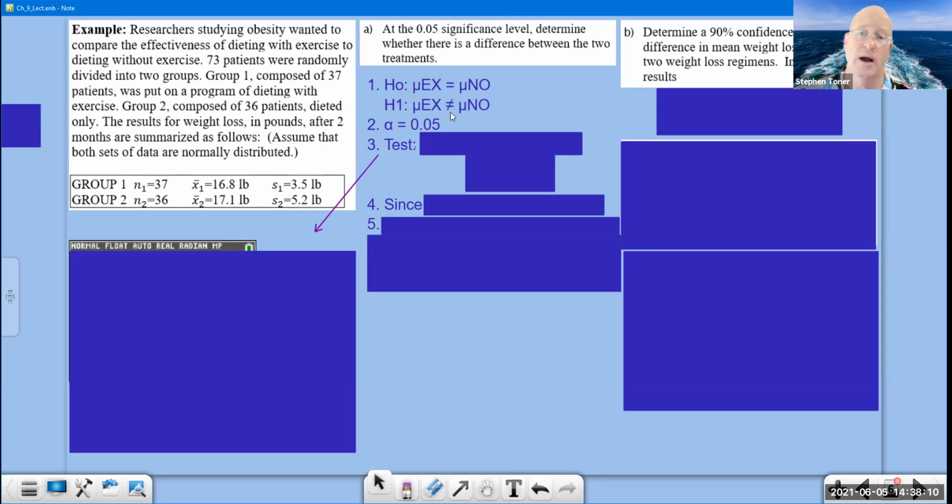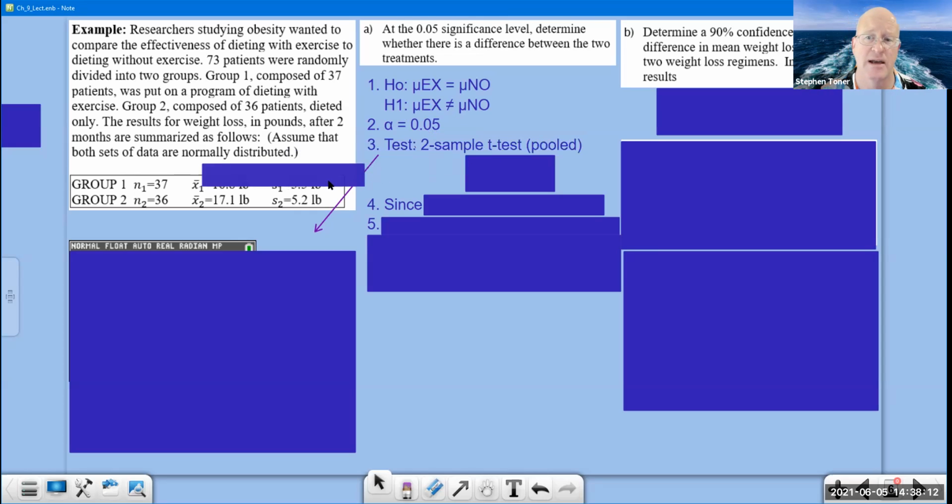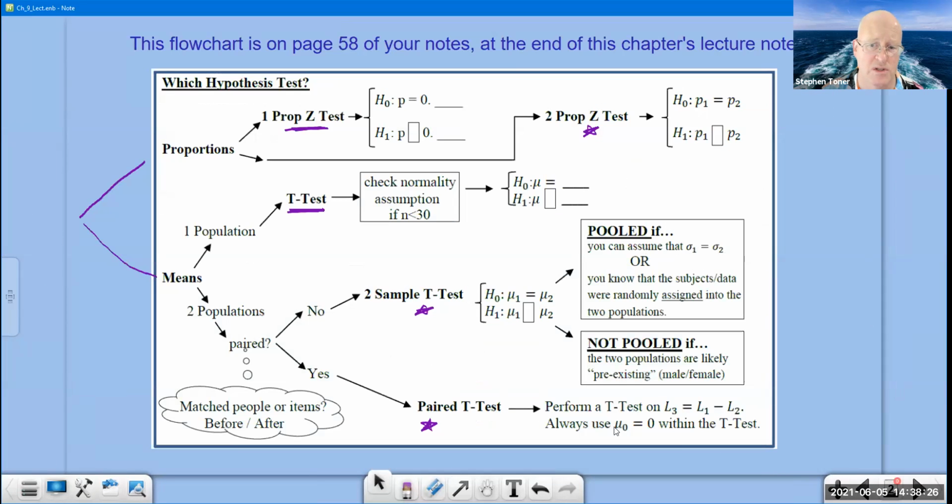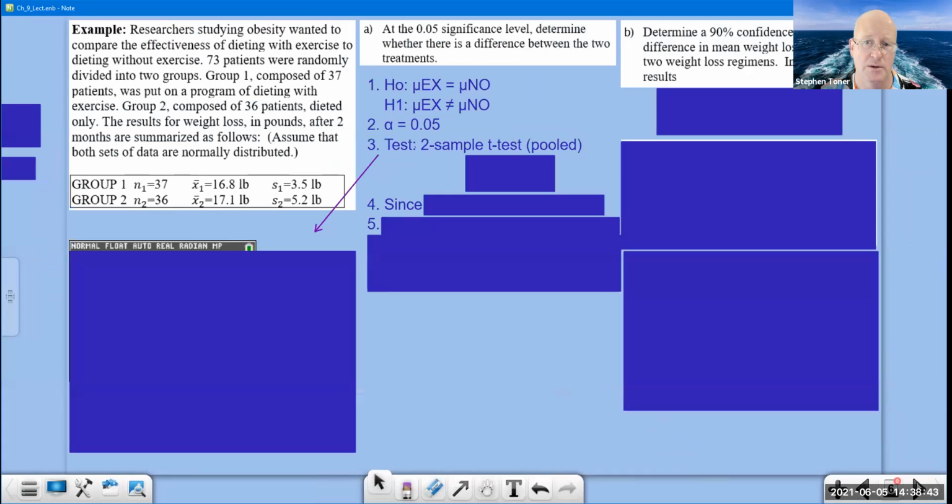We are going to do a 2-sample t-test that is pooled. And again, the pooling is due to the random assignment into those two populations. Again, if you want that on your flow chart that we saw earlier: pooled if either you can assume sigma 1 equals sigma 2, or you know that the subjects or data were randomly assigned into the populations. Okay, so I've got it right there in that chart to help you with that memory clue.